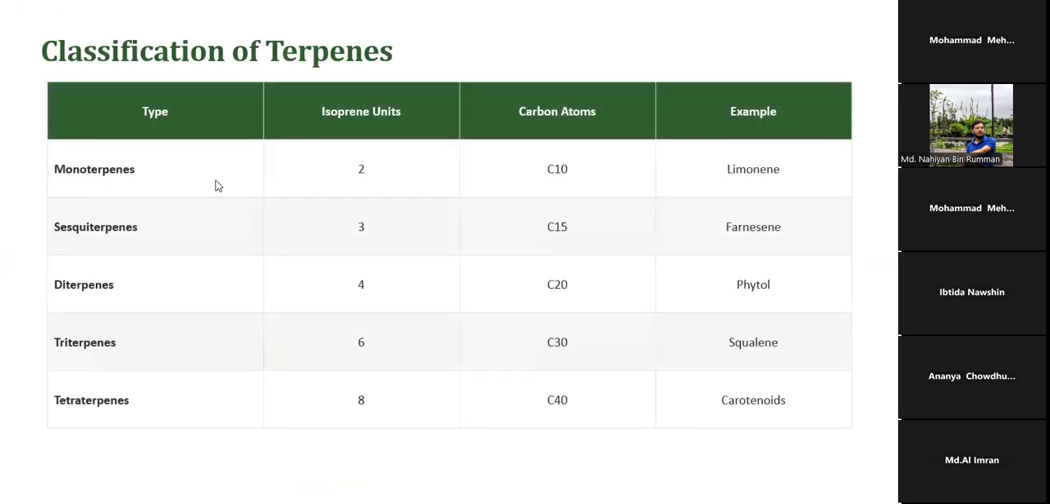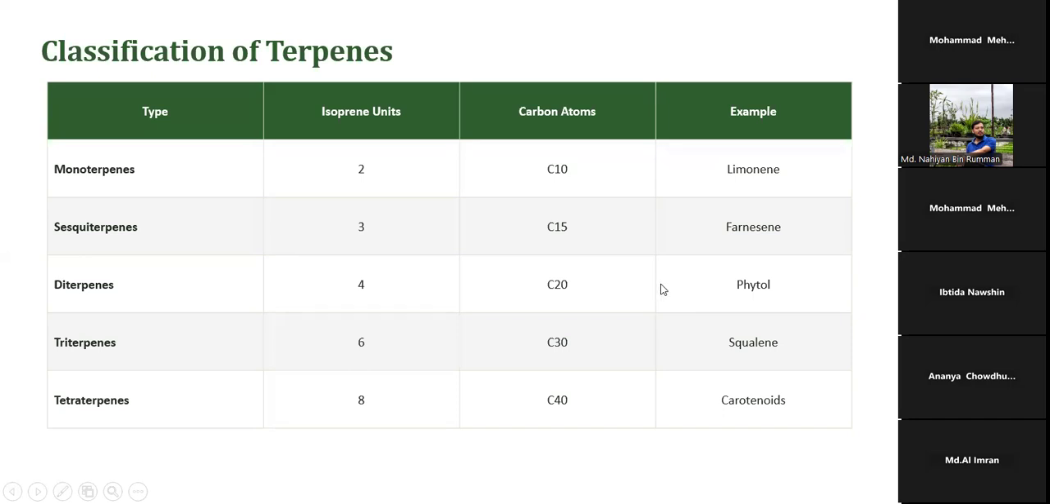Terpenes are classified according to the number of isoprene units they contain. First comes monoterpene. It contains 2 isoprene units giving 10 carbon atoms. An example is limonene found in citrus fruit. Next is sesquiterpene. It contains 3 isoprene units and the total carbon number is 15. An example is farnesene.